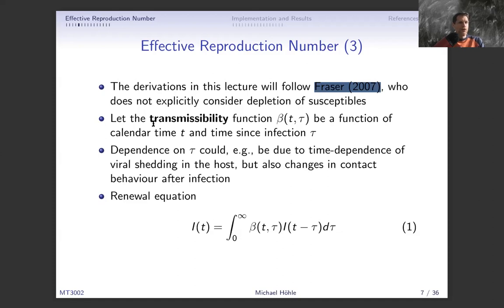So let me just introduce an important component here, and this is called the transmissibility function, beta of t and tau. It has two dimensions: a calendar time dimension, which we call t, and a time since infection dimension, which is called tau. And this we use to characterize the development of the disease.